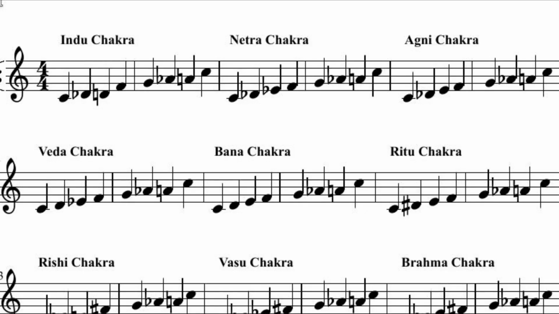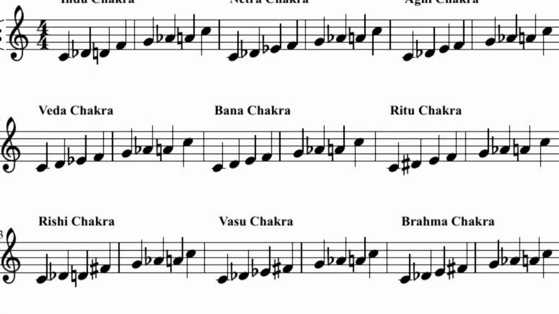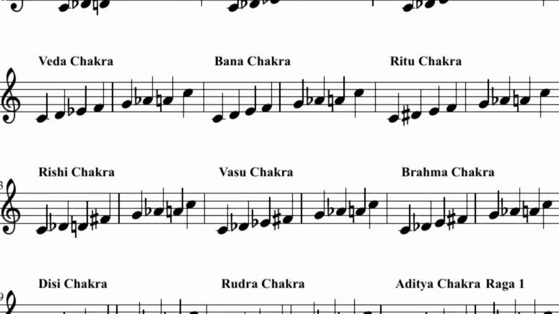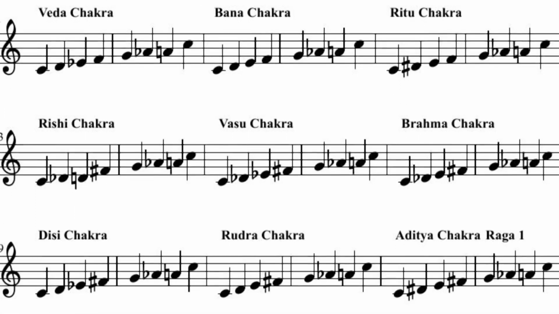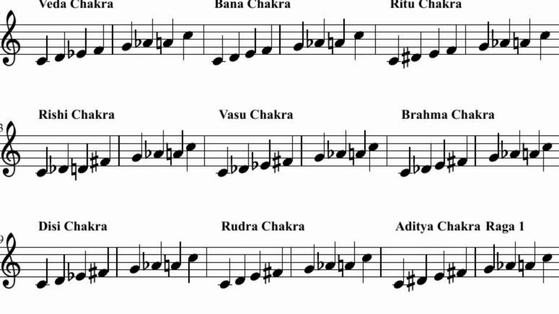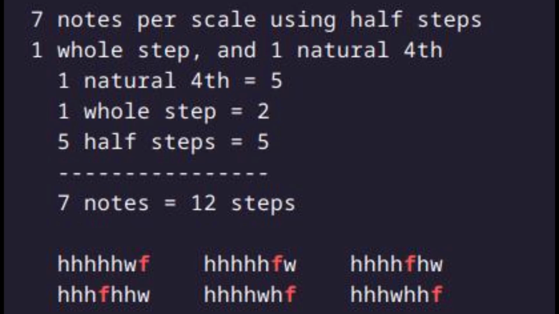Just like the major and natural minor are the same pattern, there are many of the 72 Indian classical chakras that have the same pattern. In fact, they only use 36 of the possible patterns. Finally, there are 7 more scale patterns which I ignore.